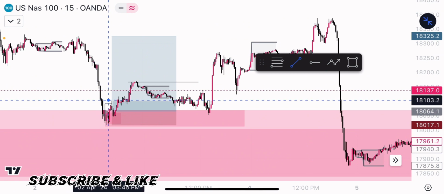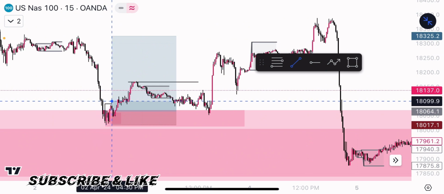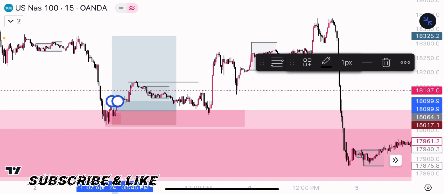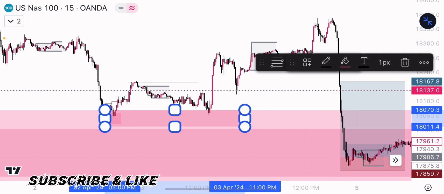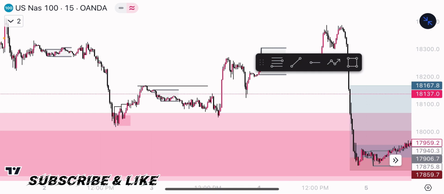And the next day, what happened? I was waiting patiently. After this, the market broke this high now, look what happened. It broke this high, okay? It broke this high and created what? An order block. Look what happened.